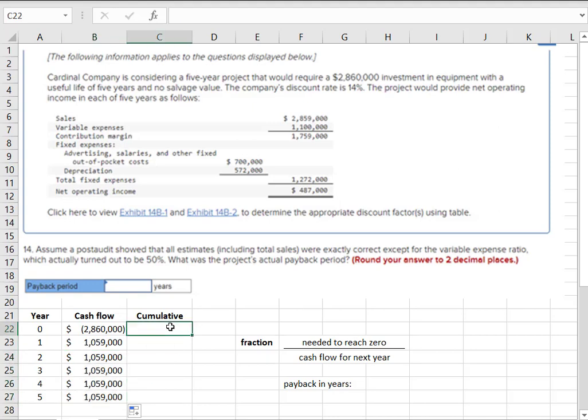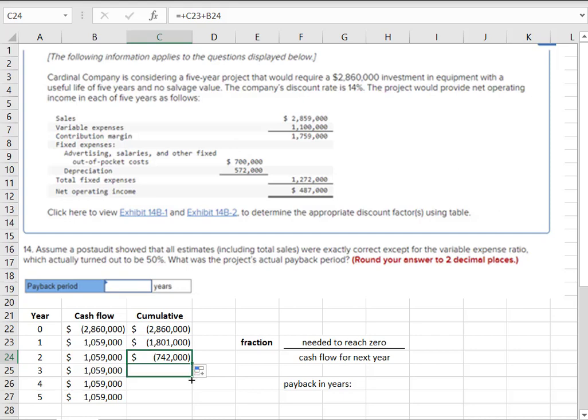So cumulatively, at the very onset, I need to recover $2,000,008. After the first year, I've recovered $1,059,000. So how much is left to be recovered? I do the same thing for the next year. How much did I need to recover this year's cash flow? Now I need to recover $742 to get to zero, which is payback period.